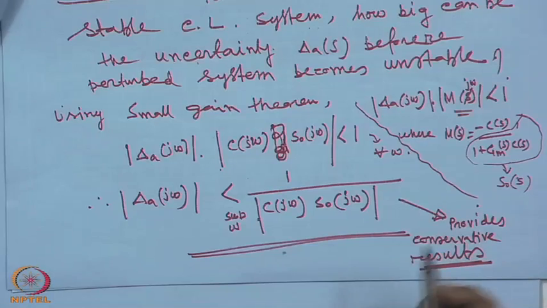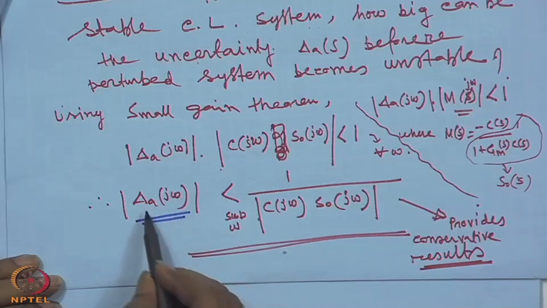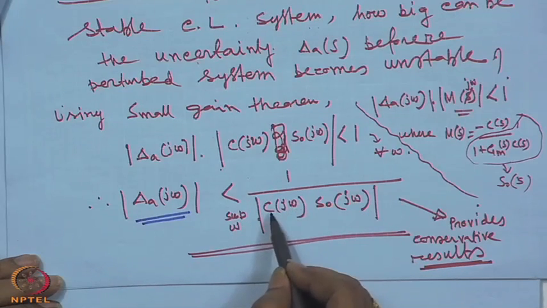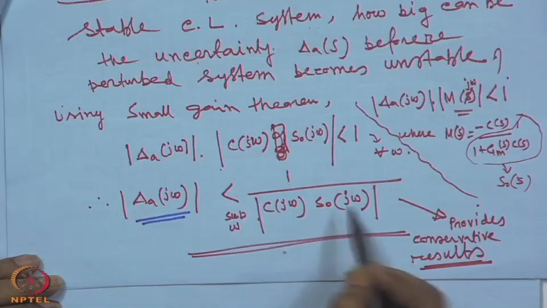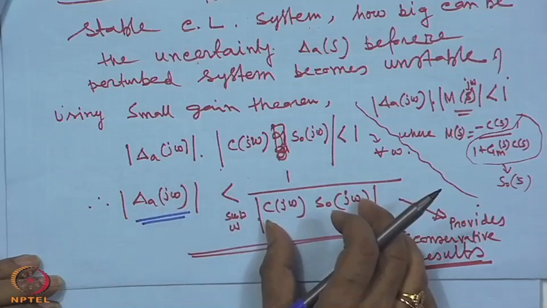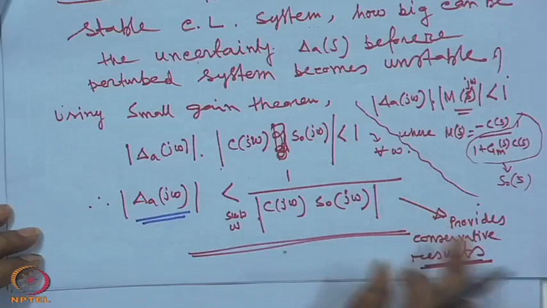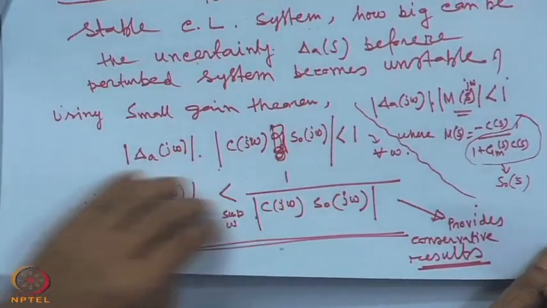So, if you look at this, we applied the small gain theorem, and we found that the upper bound of delta A must be less than the modulus of 1 over C(jω)S(jω), where C is the controller transfer function and S is the sensitivity function. So long as this condition is satisfied, the designed controller, which is based on the plant model, will be able to stabilize the actual plant. But I already mentioned this provides you conservative results. It means that if there is a perturbation and this condition is not satisfied, it does not mean the system will not be stable; it may be a stable one.